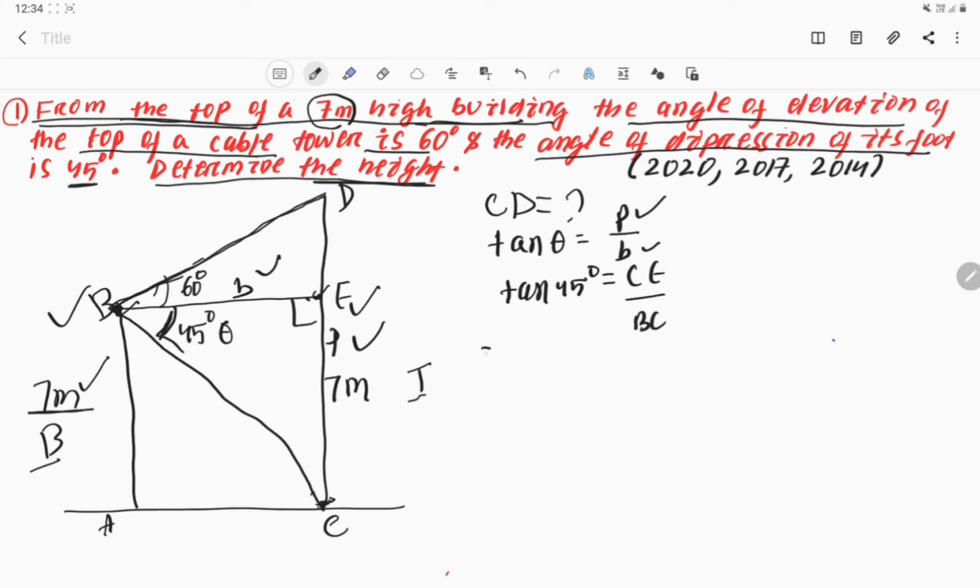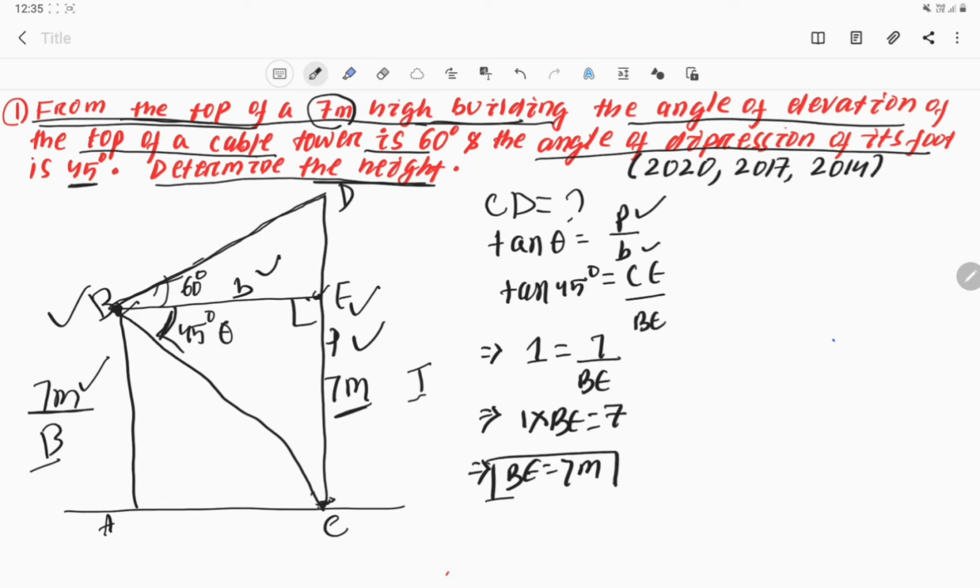Now we can put the value of tan 45, and it is 1. What is the value of CE given? It is 7 meter by BE. Sorry, my mistake, this is BE. After cross multiplying, we got 1 into BE is equal to 7, and so the value of BE is 7 meter. We got BE, which is 7 meter.